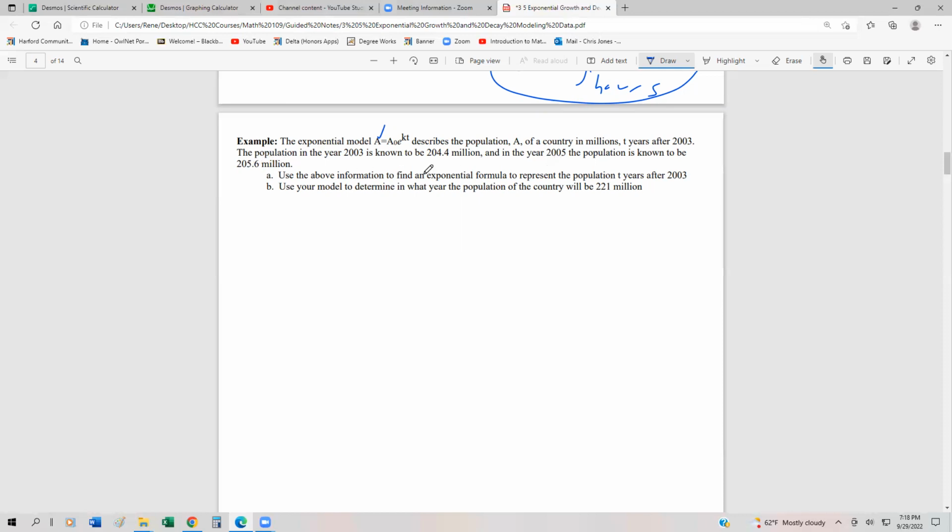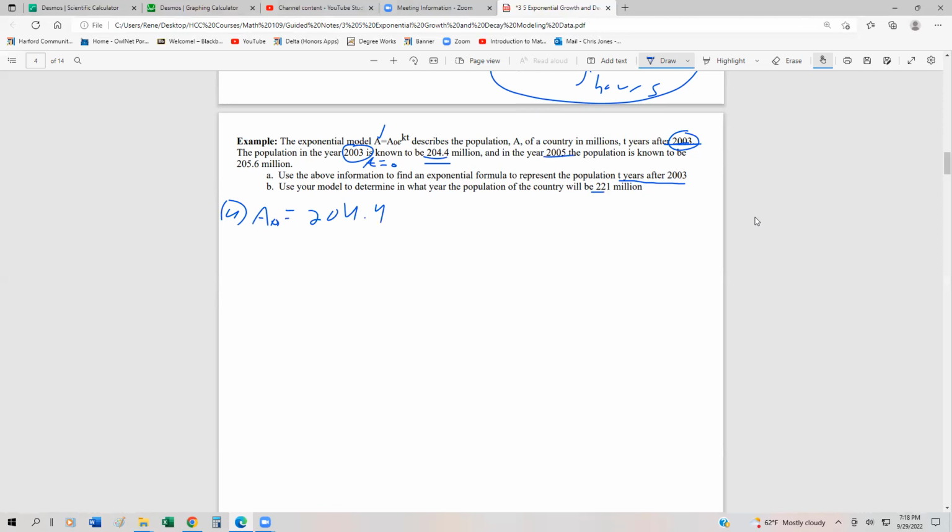All right, so we're going to do two things. We're going to use the above information to find an exponential model that'll represent the population t years after 2003. And then we're going to try to figure out when, in what year, we're going to have 221 million people there. Okay, so t years after 2003. Well, right here, the year is 2003, so t equals 0 is 204.4. That's actually the initial value, okay? So when we're solving this, we know right away that A sub 0, because it's in the year that we start with, that's going to be 204.4.